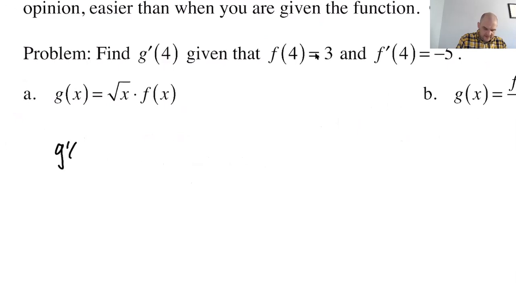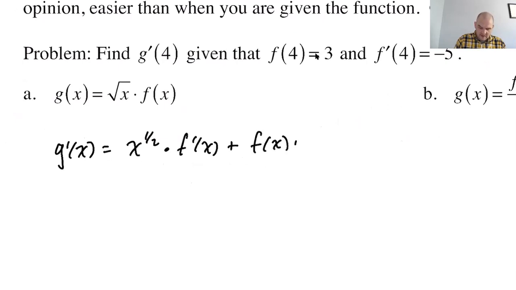So g prime of x is going to be first, x to the 1/2, times the derivative of the second. The derivative of f of x is just f prime of x. Plus the second, which is just f of x, times the derivative of the first. I'm thinking of it as x to the 1/2, so it's 1/2 x to the negative 1/2. Okay, so I think that's the derivative.